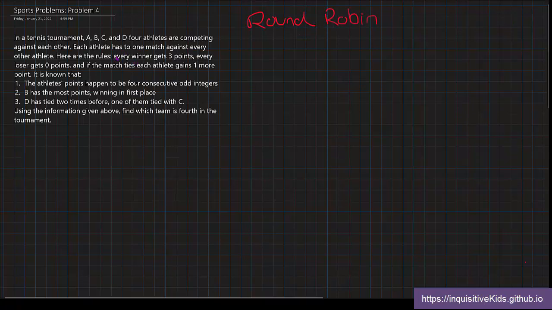Here are the rules. Every winner gets 3 points. Every loser gets 0 points. And if the match ties, each athlete gains 1 more point. So this actually is a different type of system. It's a 3-1-0. It's just that the winner gets 1 more point than in a 2-1-0 system. So this is a different point giving system right here.